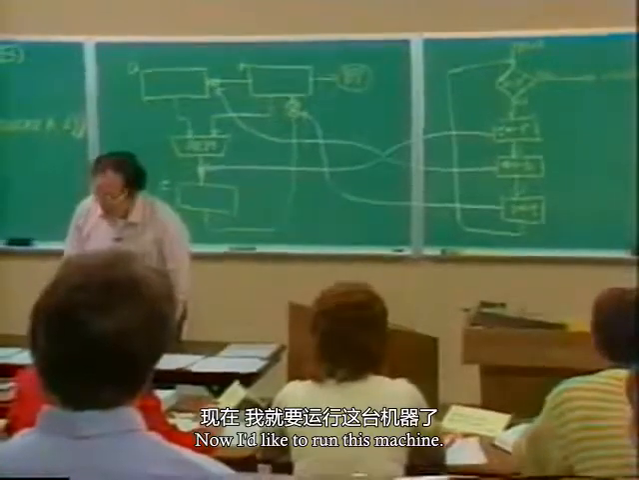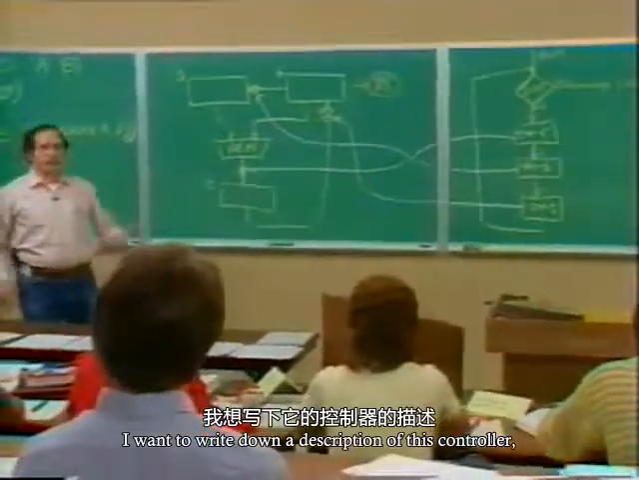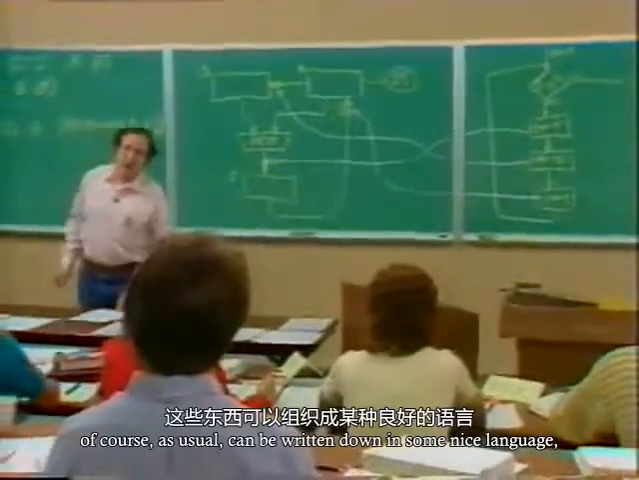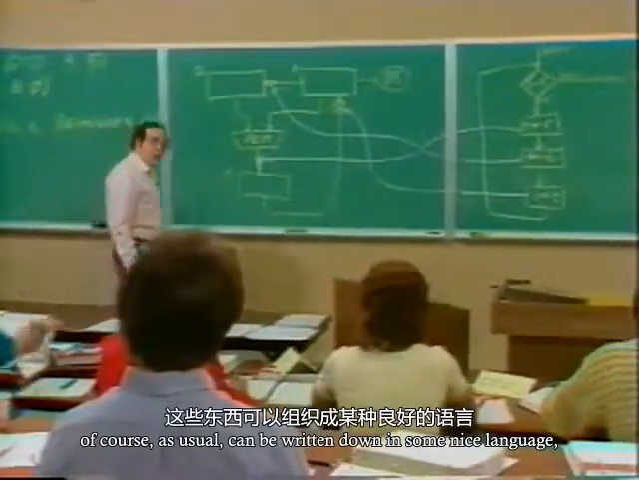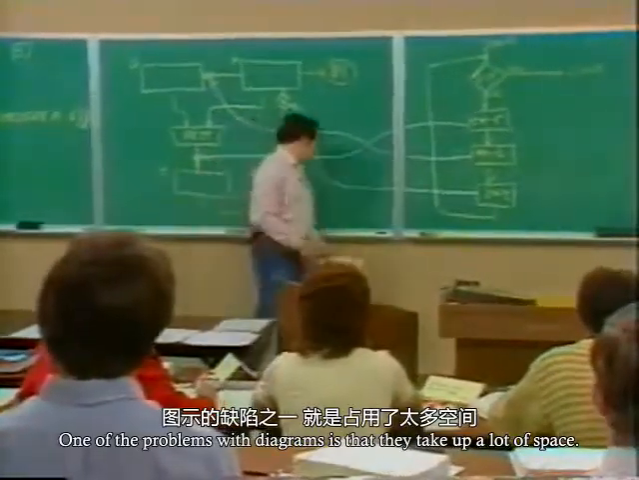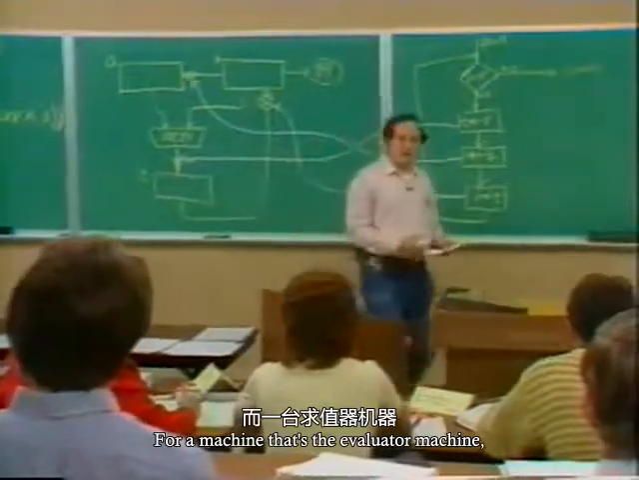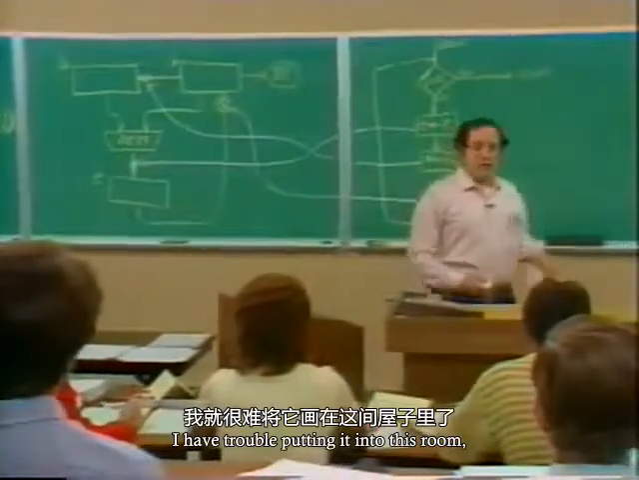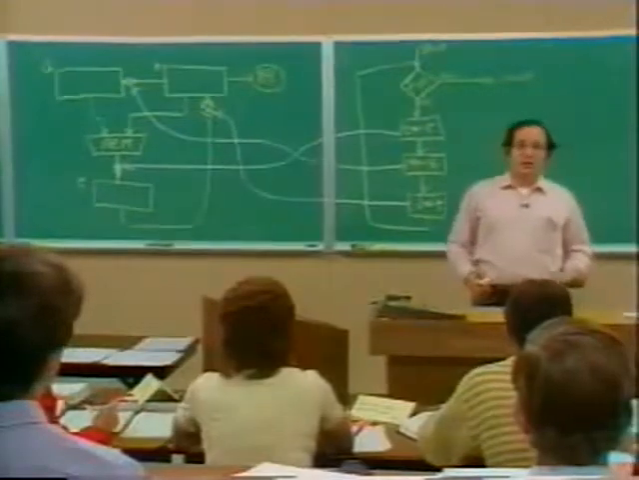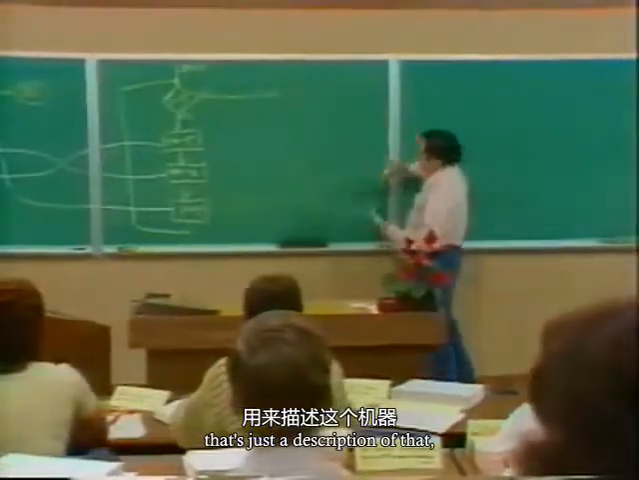Now I'd like to run this machine, but before I run the machine, I want to write down a description of this controller, just so you can see that these things, of course, as usual, can be written down in some nice language, so that we don't have to always draw these diagrams. One of the problems with diagrams is they take up a lot of space, and for a machine this small, it takes 2 blackboards. For a machine that's the evaluator machine, I have trouble putting it in this room, even though it isn't very big. So I'm going to make a little language for this. It's just a description of that.